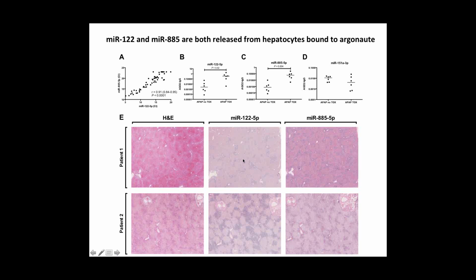If we look at tissue, this is from two patients who went to transplant, we see that 122 and 885 have very similar patterns. They're again lost in the areas of central lobular necrosis. So what this suggests is that 122 and 885 are both released from necrotic hepatocytes bound to this protein, Argonaute.